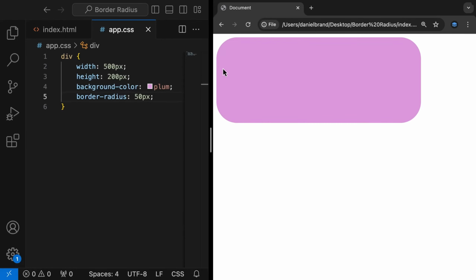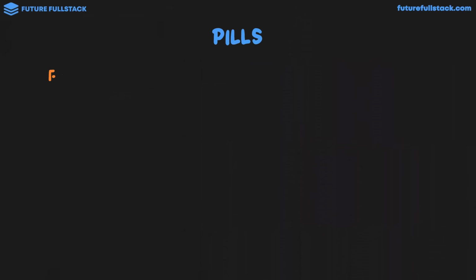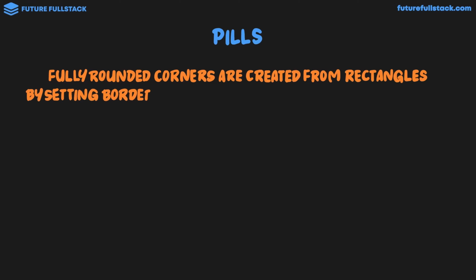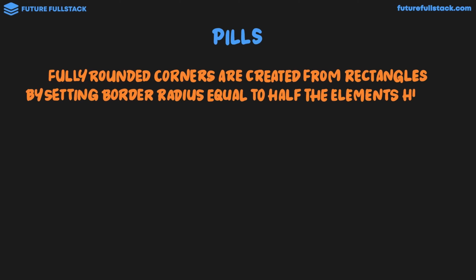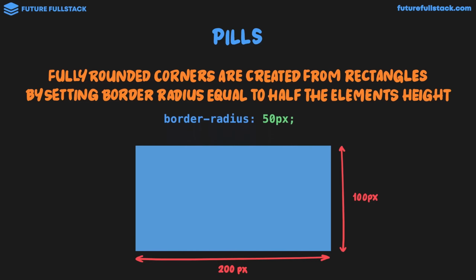Now there are two specific cases I want to look at when rounding corners. The first is called pills. Pills have fully rounded corners that are created from rectangles by setting border radius equal to half the element's height. So let's have a look at what I mean here. Let's say we have a rectangular element like this. Its width is 200 pixels, and its height is 100 pixels. So half the element's height would be 50 pixels. So we then set the border radius to be 50 pixels.